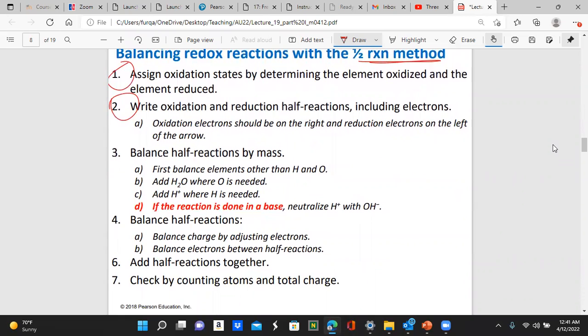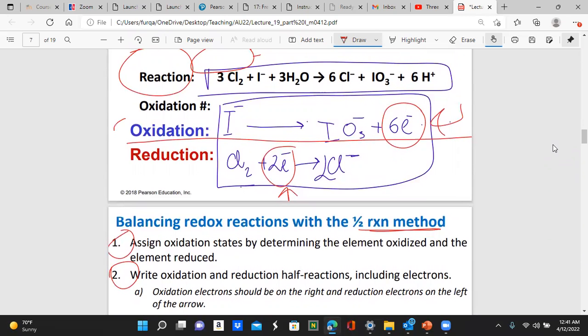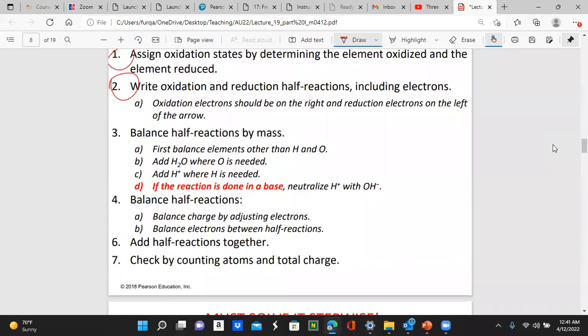The third step is where we have to work on the half reactions separately. We have two half reactions here. We have to do the same thing on the oxidation, and then the same thing on the reduction reaction. We have to balance the half reactions by mass first, and then balance them with electrons. How do we balance half reactions by mass first? We have steps A, B, C, and D. Follow the steps. First, balance elements other than hydrogen and oxygen.